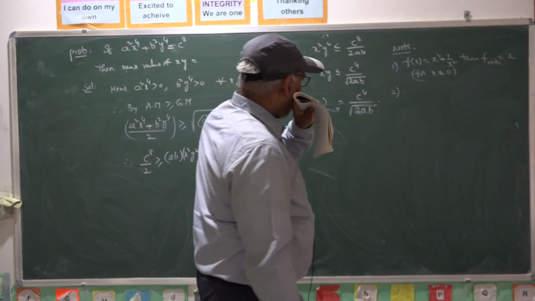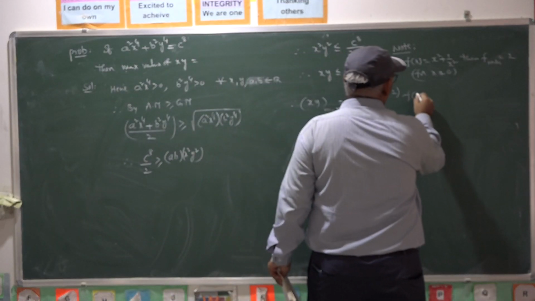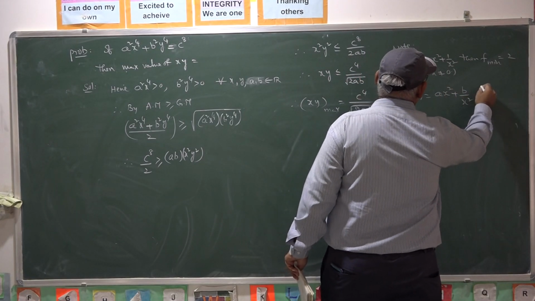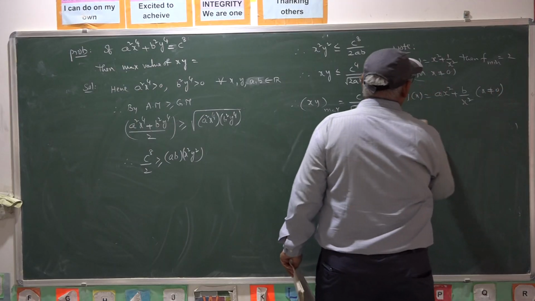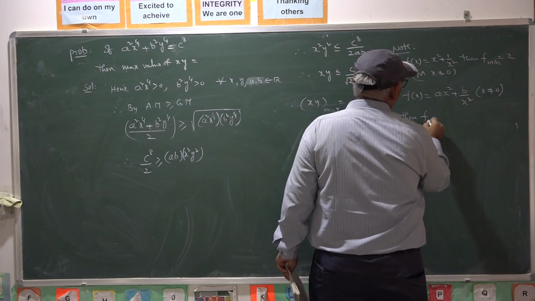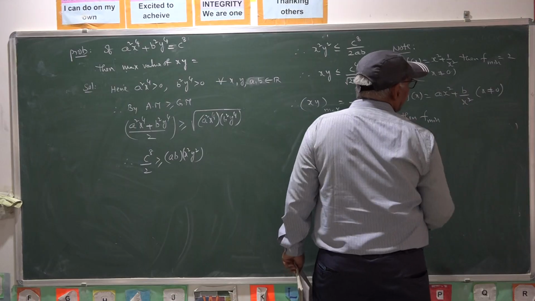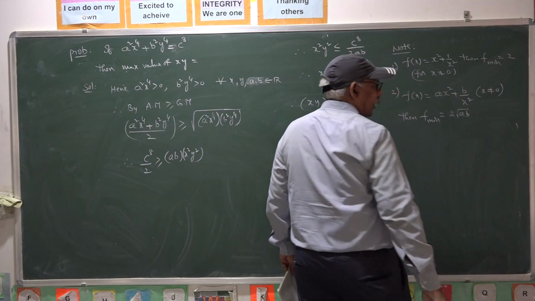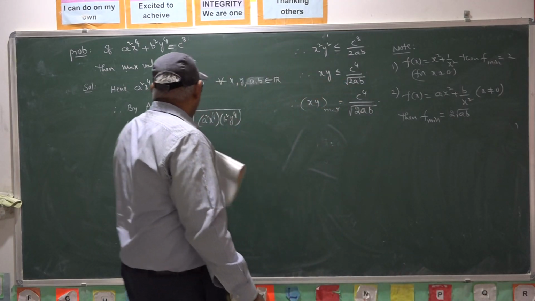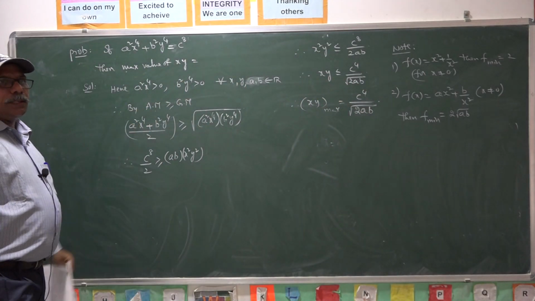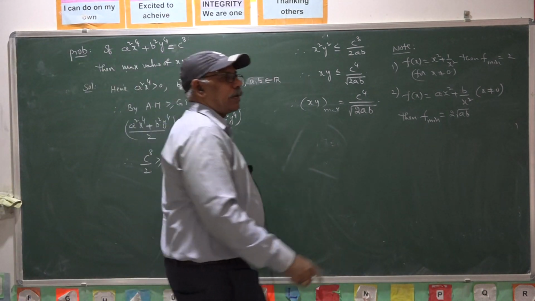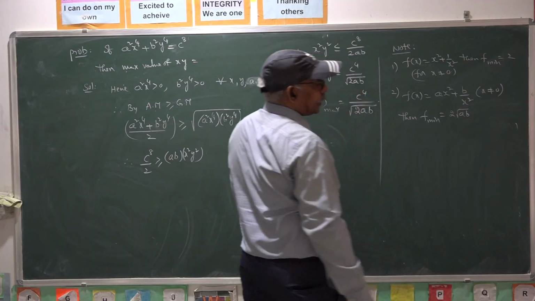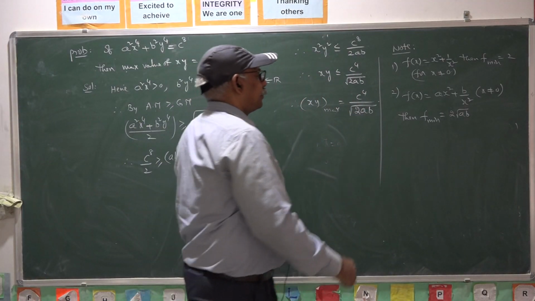Next, similarly, for f(x) equal to a x square plus b by x square for x not equal to 0, by the arithmetic mean and geometric mean relation, the minimum is 2 root ab. Same analogy, same formula: apply arithmetic mean is greater than or equal to geometric mean to these two terms, and we get the minimum of the function as 2 root ab.